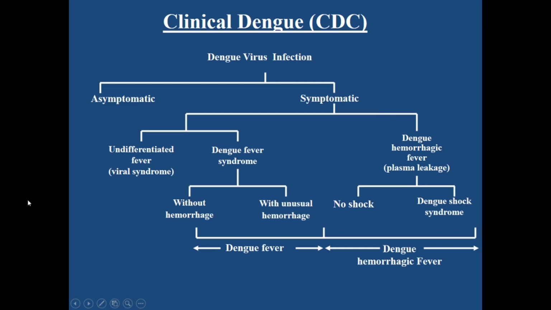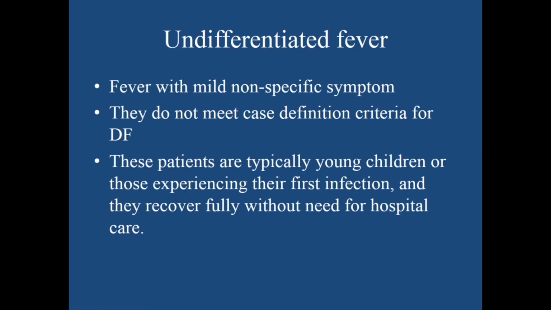Okay, primary infection can lead to an undifferentiated fever, it can be asymptomatic, it can be dengue fever syndrome, whereas a secondary infection with a different serotype can lead to a dengue hemorrhagic fever. So what do you mean by undifferentiated fever? Here there will be only fever, with mild, non-specific symptoms. They do not meet the case definition for dengue fever.